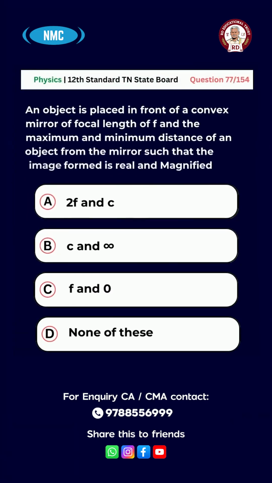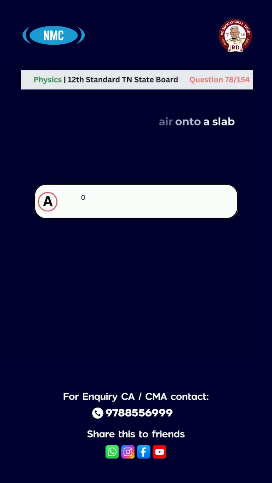Question number 77. An object is placed in front of a convex mirror of focal length f. What are the maximum and minimum distances of the object from the mirror such that the image formed is real and magnified? Option A, 2f and c, B, c and infinity, C, f and o, D, none of these. The right answer is option D, none of these.